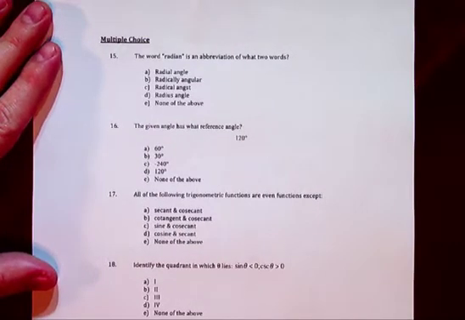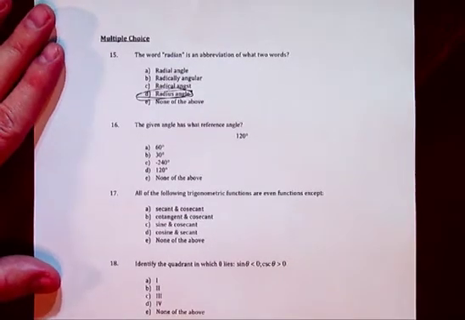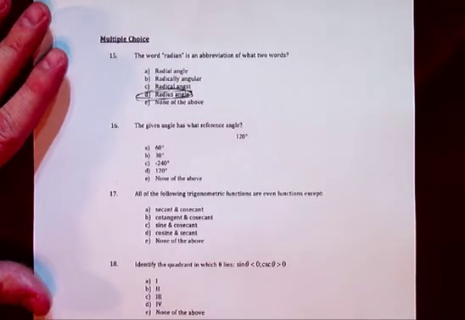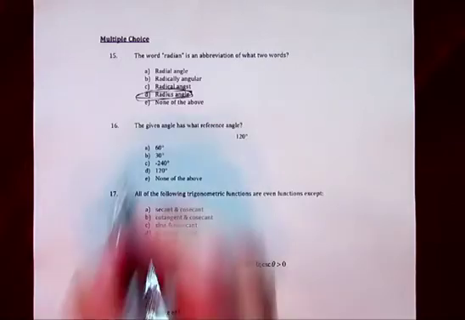The word radian is an abbreviation for, well, I've changed up the A, B, C, and D, but it's radius angle. It's D down here. The given angle has what reference angle? Okay, well, remember that when you're dealing with reference angles, you're talking about the angle that it makes with the nearest x-axis. 120 degrees is going to be in the second quadrant. So it is going to be closest to the negative x-axis, and the negative x-axis is 180 degrees. So how far is it from 180 degrees to 120 degrees? And the answer, of course, is 60.